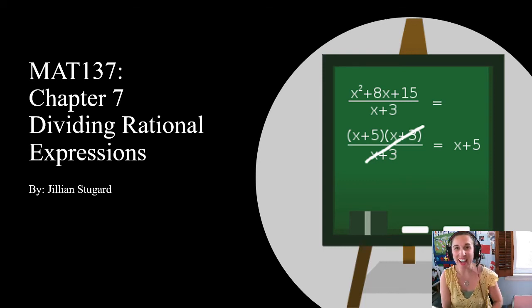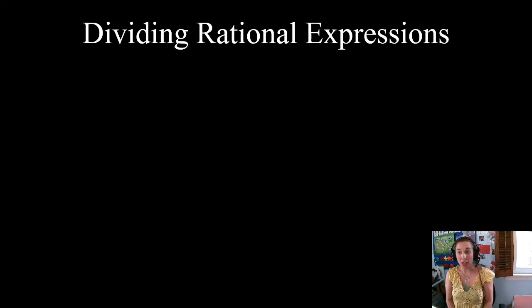Hi guys, so now let's divide some rational expressions, which is going to be almost identical to multiplying with one extra step. That's pretty quick and easy. Okay, so when you're dividing rational expressions, your steps are going to look almost identical to multiplying rational expressions, only there's one other thing you have to do first.